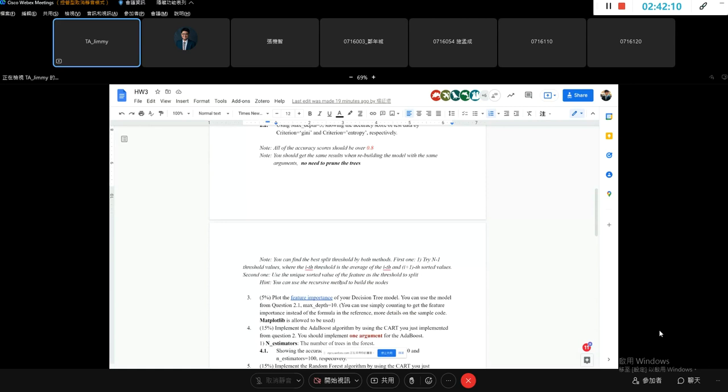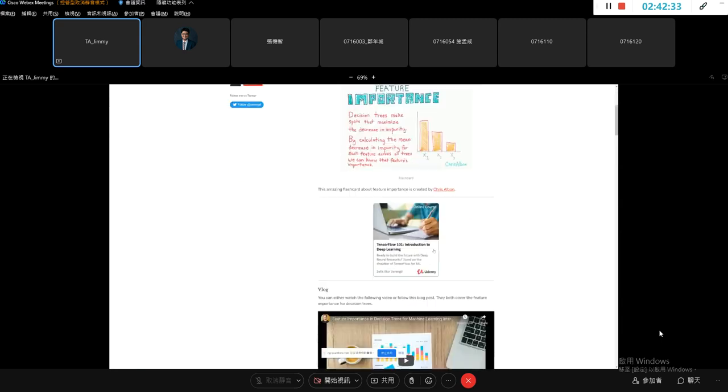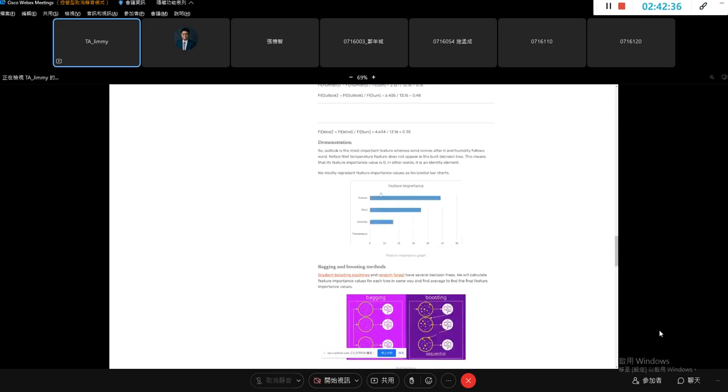When we do the data splitting, we will use a feature to perform the data splitting. So if a feature is used more frequently than other features, we can know that this feature has more importance in this task. You can plot this feature importance, and your plotting figure will look like this figure. You can see that outlook is used more frequently than other features, so its importance will be higher than other features.